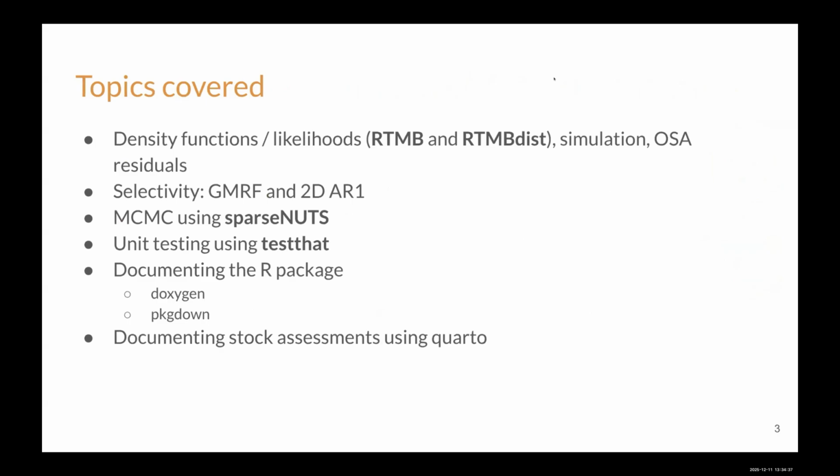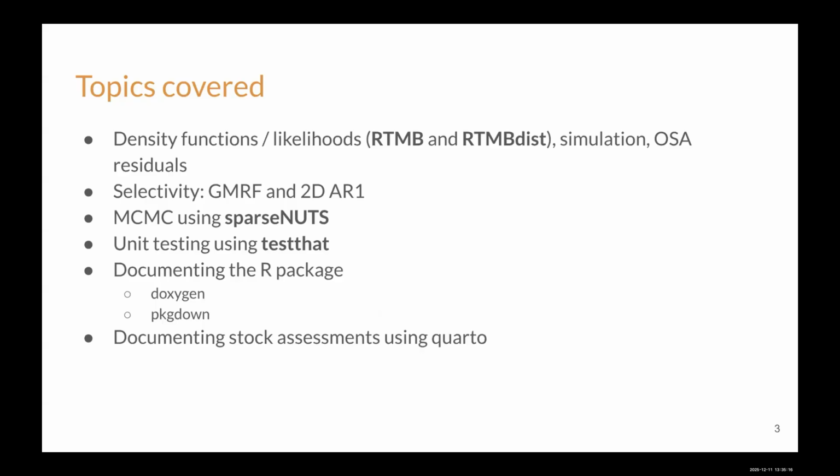I picked a random suite of topics, things that I thought were interesting to talk about when using RTMB. For example, RTMB itself comes with a bunch of density functions, or likelihoods, if you want to call them that. So, the normal distribution and log normal and things like that. Then there's another package that's available now in R called RTMB dist, and that adds a whole suite more densities that you might want to use. And then there's more to these density functions, so you can get into stuff like simulation and one-step ahead residuals.